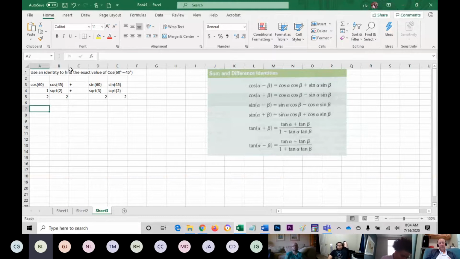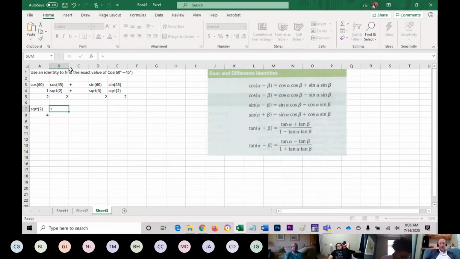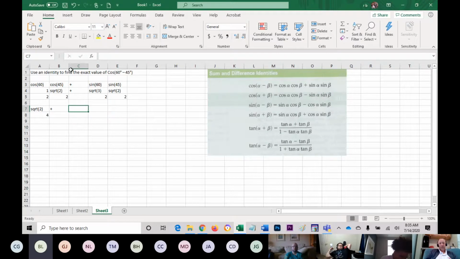So I guess you just go straight across, right? So it'd be the square root of 2 over 4. Okay. Plus, it'd be the square root of 3 times the square root of 2. Which is? I guess the square root of 6, right? Mm-hmm. Okay. Over 4.